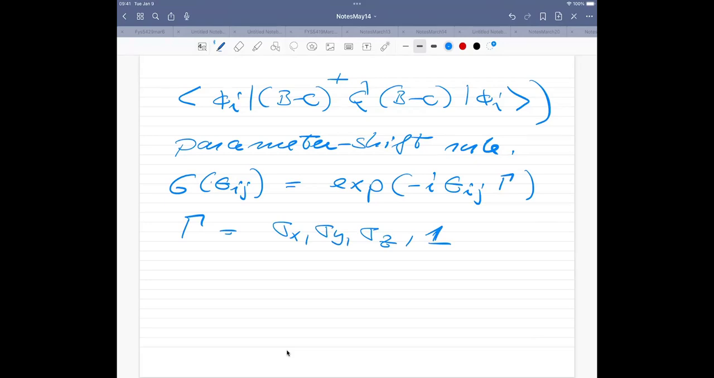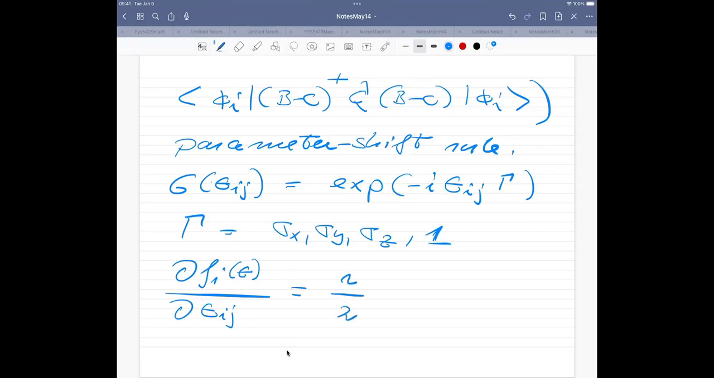This is something we did before. When this operator gamma has only two eigenvalues, we can add an arbitrary phase. That means we can set up a very simple derivation of this function. I'm skipping some steps because we did that in the derivation of the parameter shift rule for the VQE ansatz. What we end up with is an expression which runs like r divided by 2.